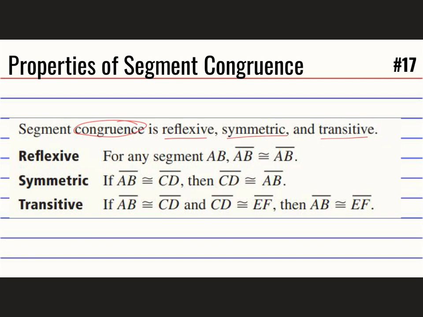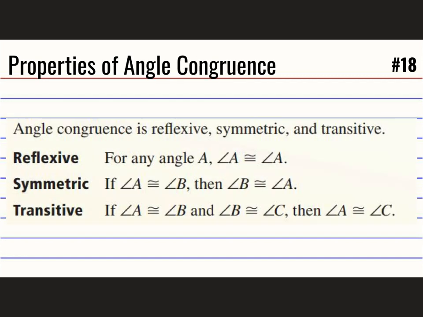So the properties are the same as what we saw for equality, now for congruence. And here it's talking about segments. On card number 18, you have the same thing with angles. Angles can be reflexive, symmetric, and transitive over congruence. So the properties of equality are the same as the properties of congruence, but one is talking about equality, one congruence.